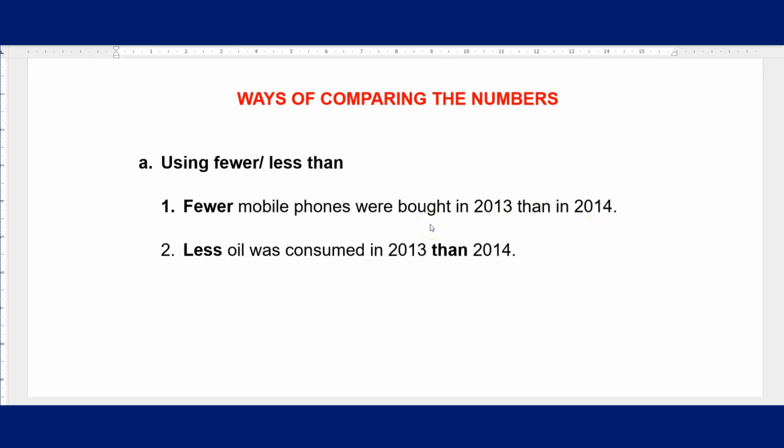So this time it is between two things. So you understand. So this is comparative. All right, so let's go. The second one, less oil was consumed in 2013 than in 2014. So between two places or between two things. So we use the comparative words fewer or less than. All right, let's go to the next method.